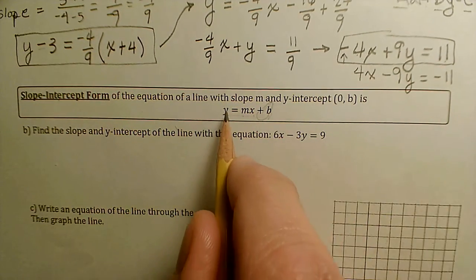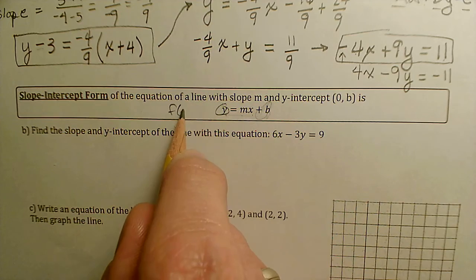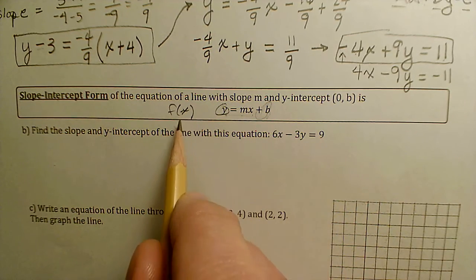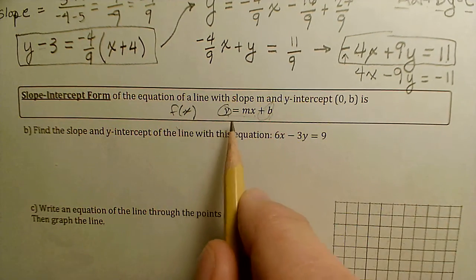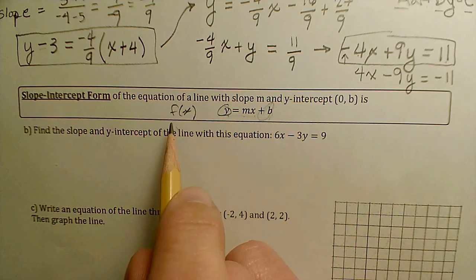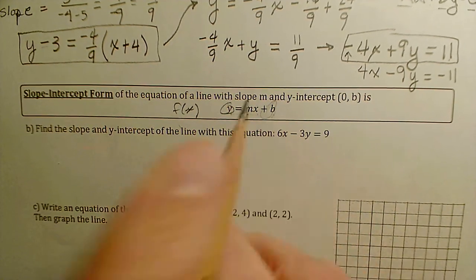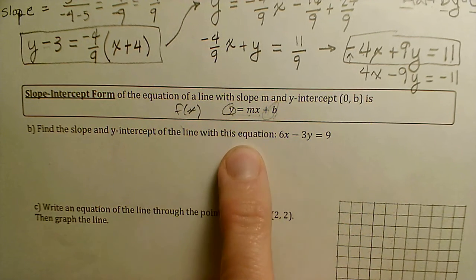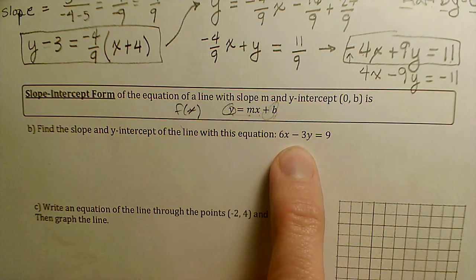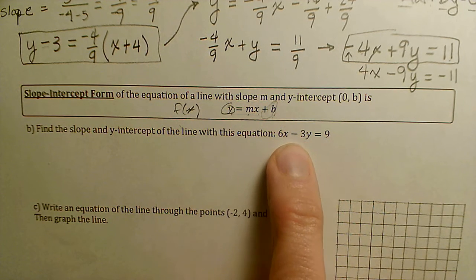We dealt with it before when we were calling y f of x, and we are calling it a linear function. But now we're talking about equations, so we tend to use y instead of f of x. All right, again, m is the slope, b is the y-intercept. Find the slope and y-intercept of the line with this equation. So they give us the equation.